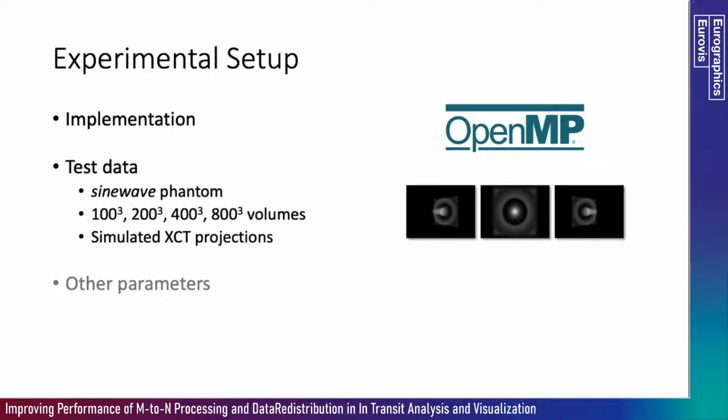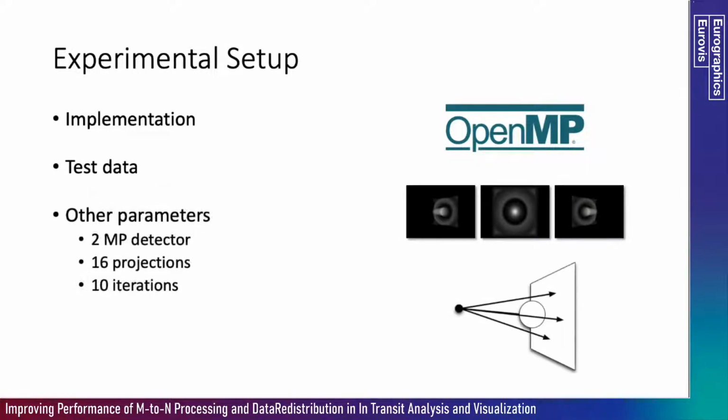For the results published in the paper, we use a sine wave phantom dataset at resolutions ranging from 100 cubed voxels to 800 cubed voxels. We also use simulated XCT projections as the input to our reconstruction pipeline. We simulate a 2 megapixel detector, we use 16 projections per iteration, and we execute 10 ART iterations in each test.